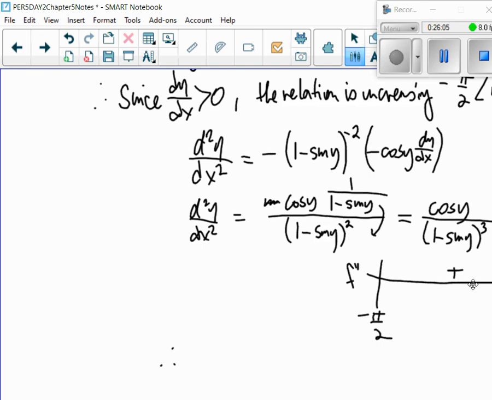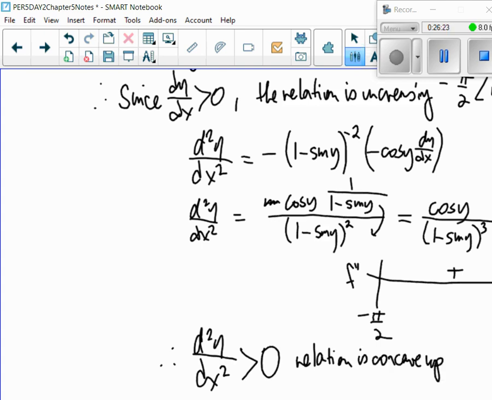Therefore, d squared y over dx squared is greater than 0. The relation is concave up where y is between negative pi over 2 and pi over 2.